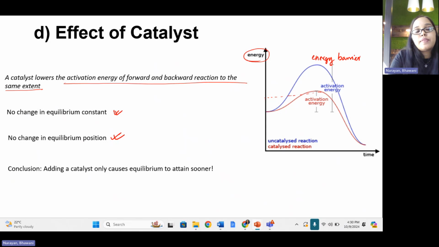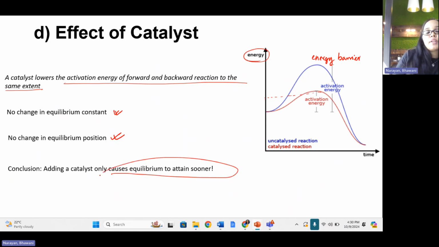But what is the overall effect? Adding a catalyst would only cause equilibrium to be attained sooner, okay? Because the energy barrier is lower, but there would be no change in the equilibrium constant, no change in the equilibrium position. Got it?